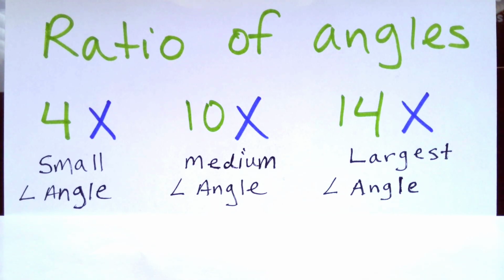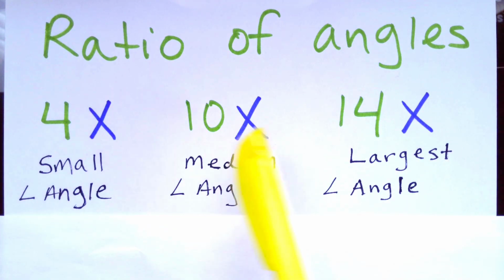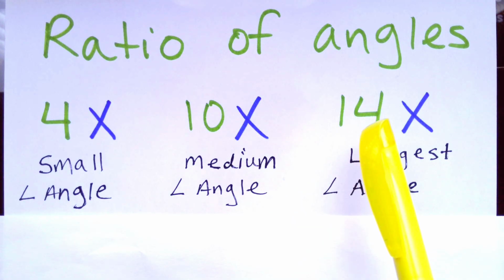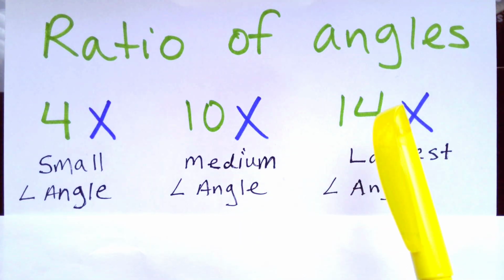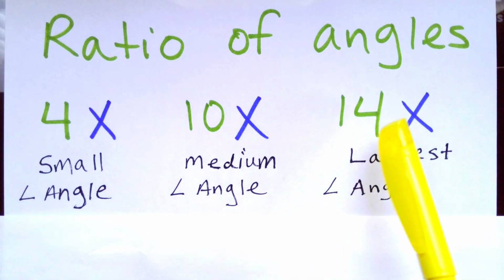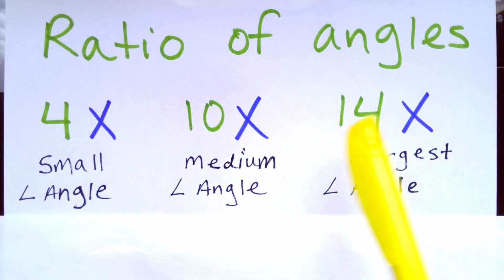Hello and welcome back. This is the part 4 video in answering that test question. What is the measurement of the largest angle given the three angles of a triangle? You can see here we had 4, 10, and 14 in the original question. I placed an X next to each of these values because X represents an unknown value. I don't know what this angle is going to be.